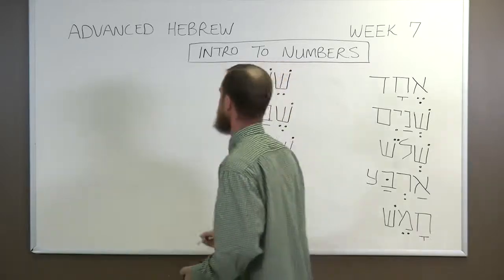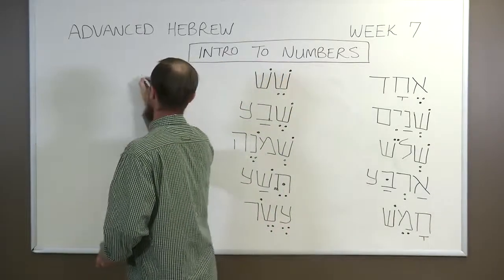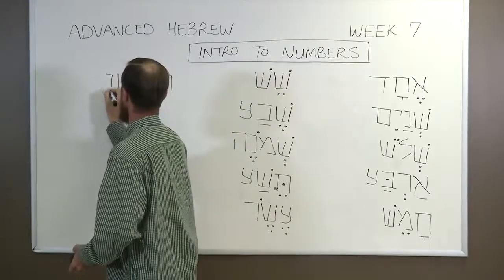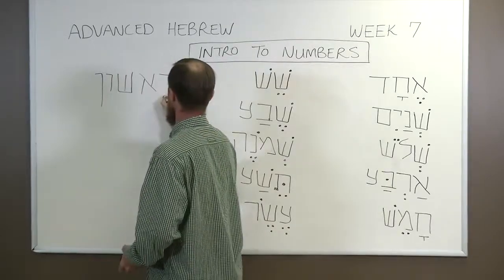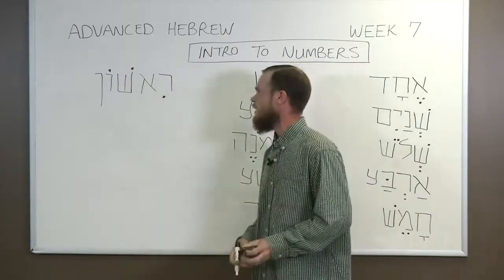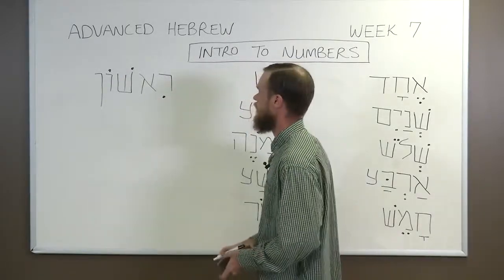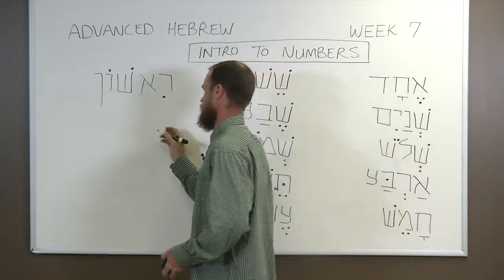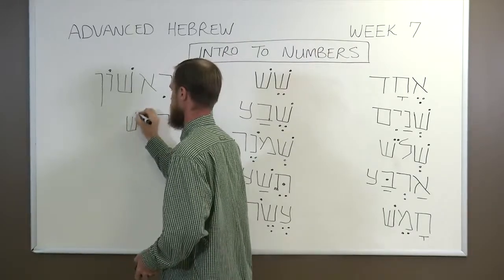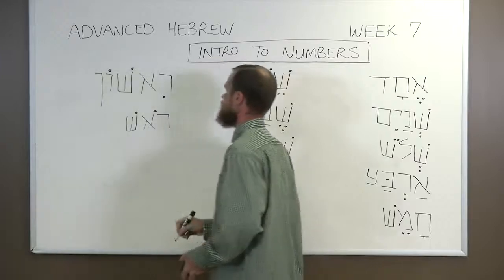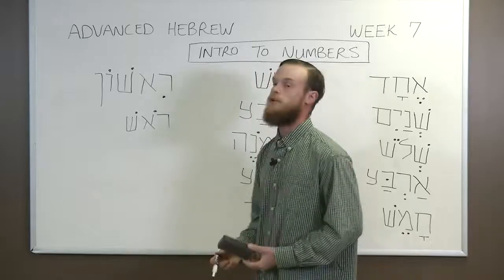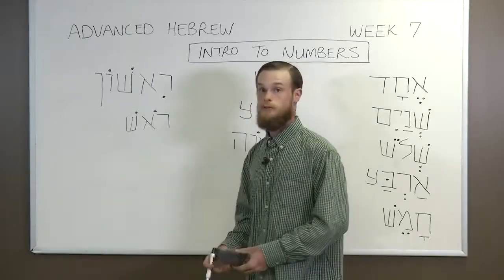So the first ordinal number is Rishon. Rishon means first. Rishon comes from Rosh, which is Resh, Aleph, Shin. Rosh means head. So Rishon is the head ordinal number, the first one, and thus it means first.